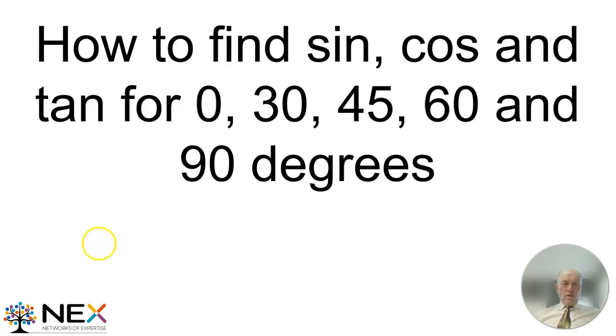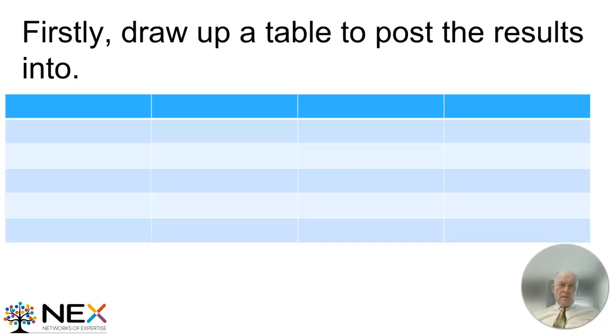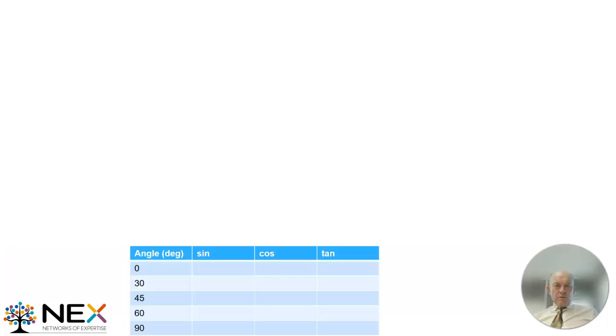So what I want to do here is move along, and that's with me, by the way. First of all, I want to draw up a table to post the results in. So we've got the angles, 0, 30, 45, 60, and 90. And we have the three main trig functions that we use, sine, cos, and tan. So what we'll do now is shrink it and put it to the bottom and gradually fill it up.